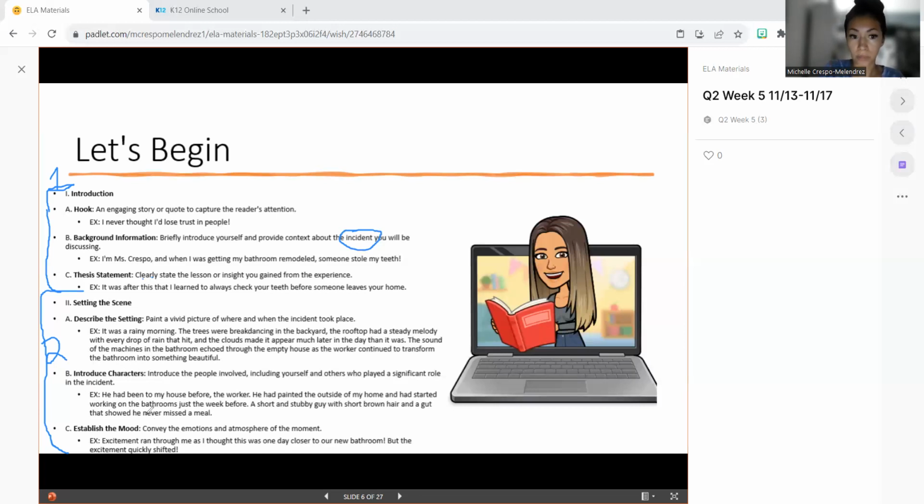Last, what was the mood? What were the emotions that were going on then? Excitement ran through me as I thought this was one day closer to our new bathroom. But the excitement quickly shifted.